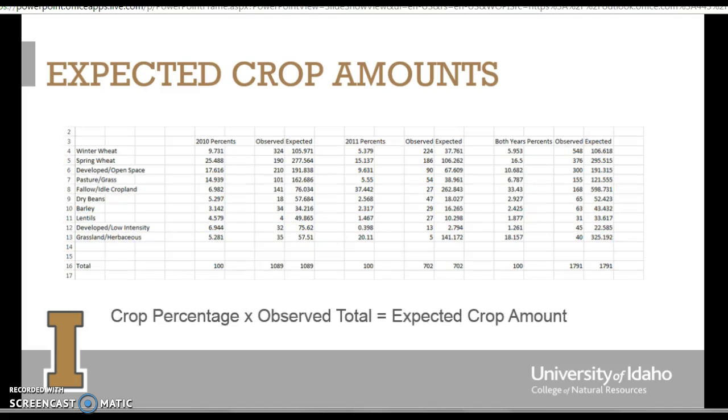I took those percentages, and then I took the totals for the top 10 crops that were found within there, and I multiplied the totals by those percentages to get an expected value that takes into consideration the fact that different crops are grown in different amounts. For instance, I took the 9.73% of winter wheat and multiplied it by the total of 1,089 to get an expected value of 105.97. I did that for 2010, 2011, and then both years combined.